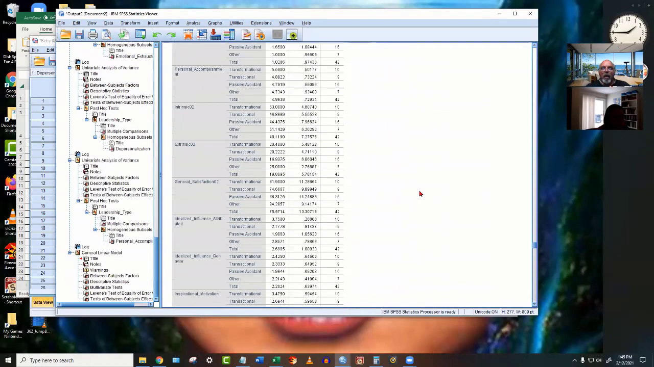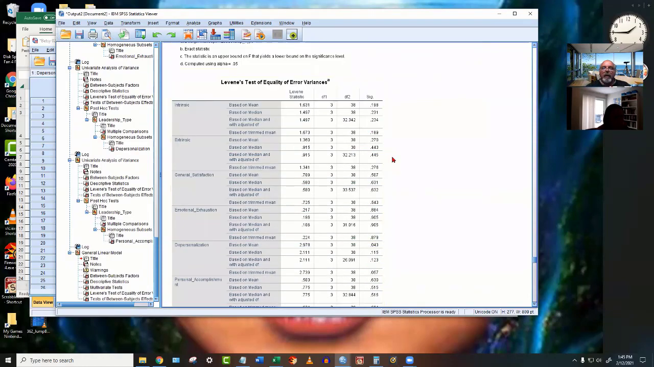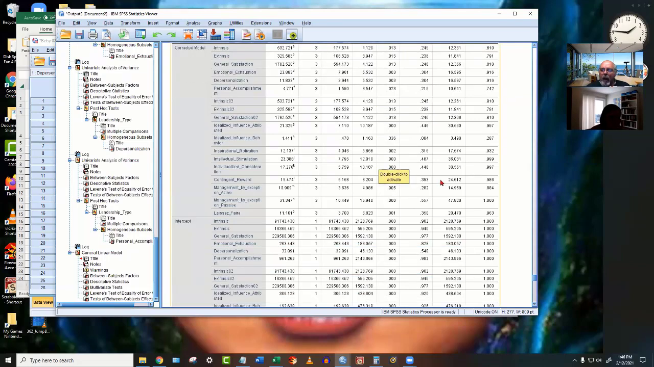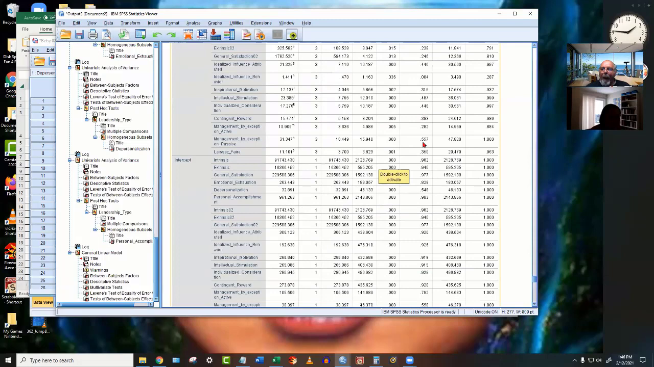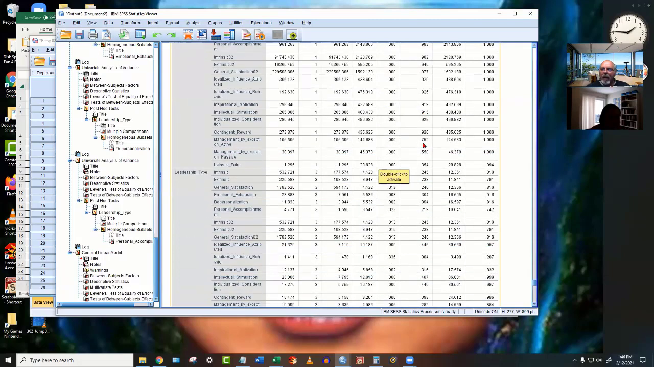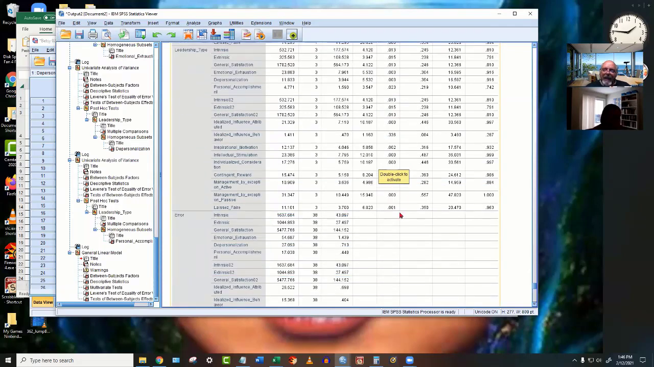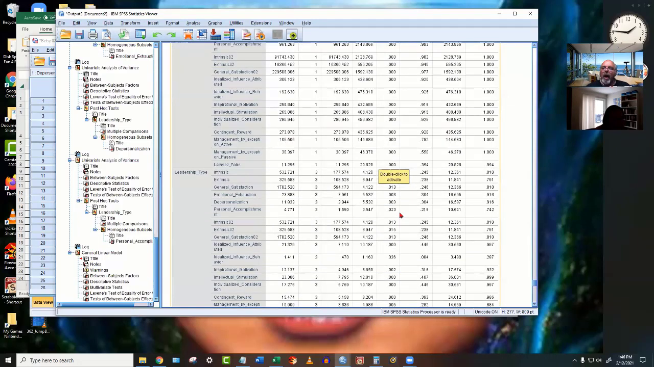So what we're doing is we're going to this output. We're only looking at the sig values that are less than 0.05. So between the four leadership types, there was a difference in intrinsic, extrinsic, general satisfaction, emotional exhaustion. In fact, they're all significantly different until you get down to idealized influence behavior. That is not significant. And again, okay, that's it. They're significantly different for everything except for one of the DVs.